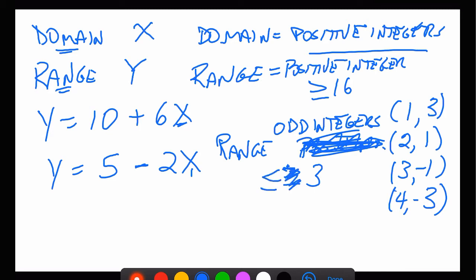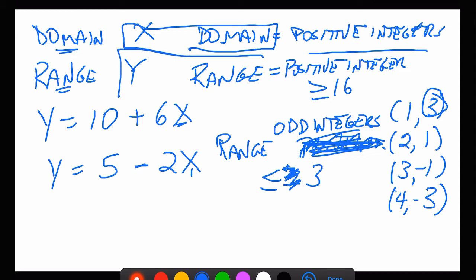equal to 3. So the domain is the positive integers, 1, 2, 3, 4, 5, 6, 7. The range is going to be 3, 1, minus 1, minus 3, minus 5, minus 7, minus 9. It's going to be all the odd integers that are less than or equal to 3. We got that? Domain and range. The domain is the values of x, and the range is the values of y.